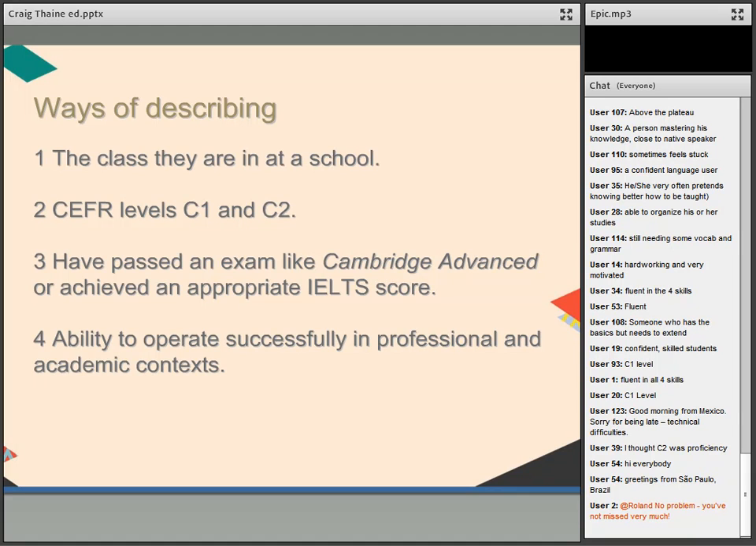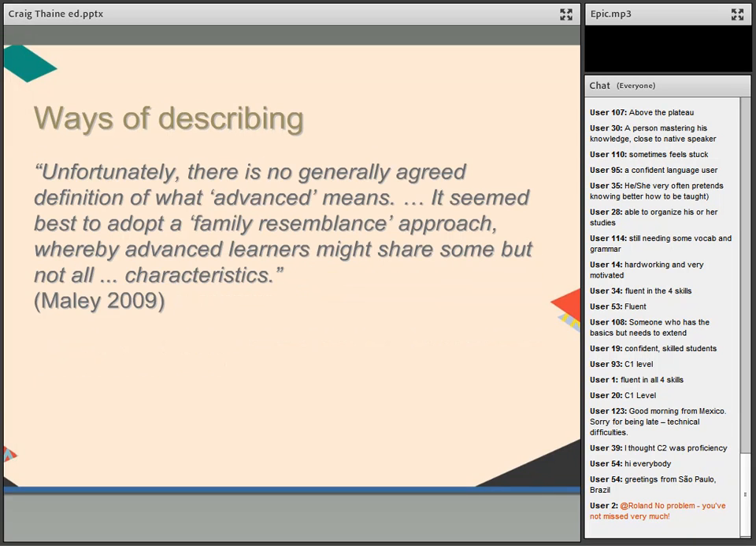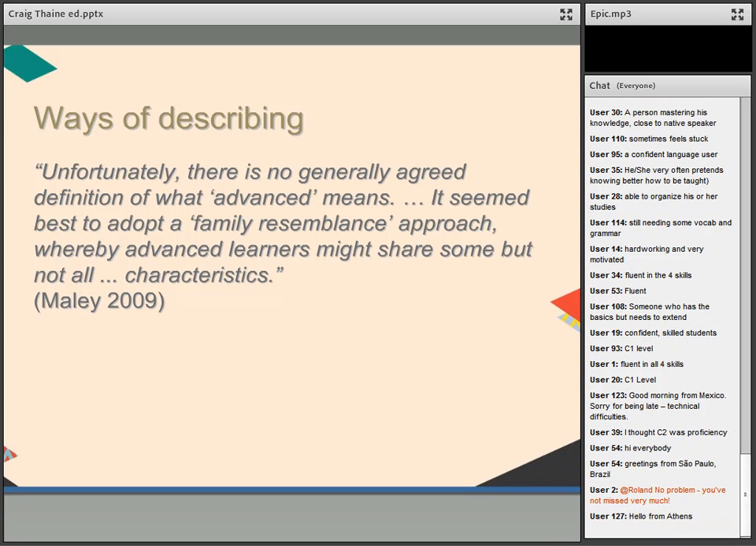I did some background reading on this, and Alan Maley published a book on advanced level learners, and as part of the preparation for his book, he sent out a questionnaire to I think about 200 odd teachers, and this is the conclusion that he reached. Unfortunately, there is no generally agreed definition of what advanced means. It seemed best to adopt a family resemblance approach whereby advanced learners might share some, but not all, characteristics.